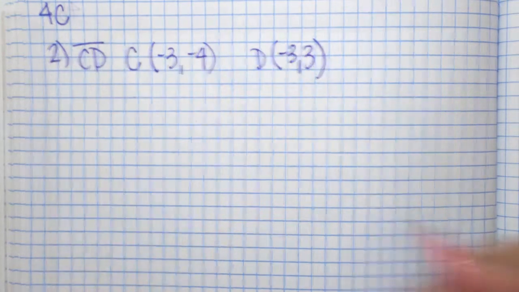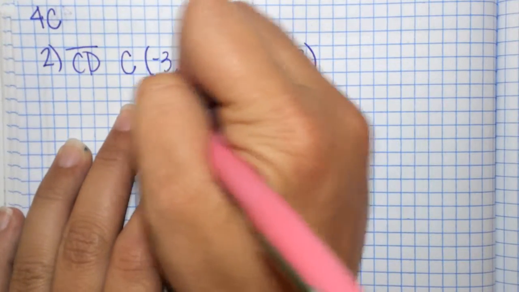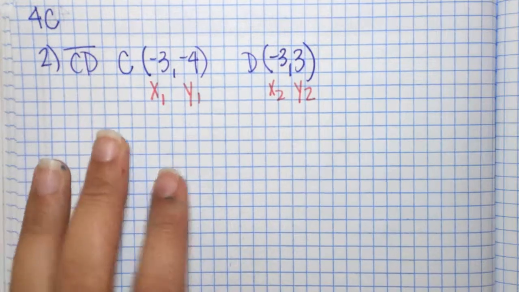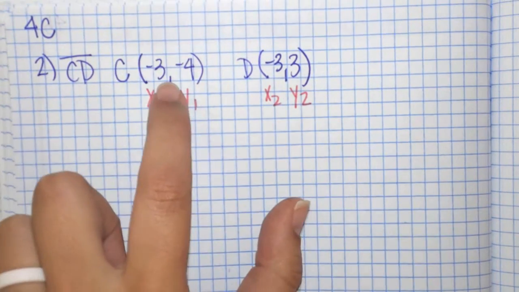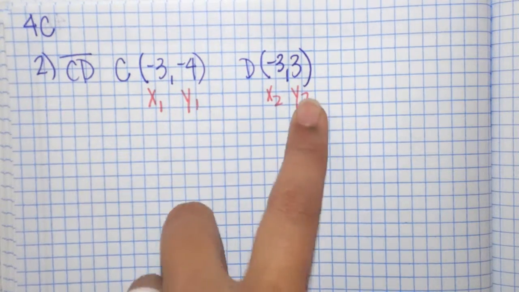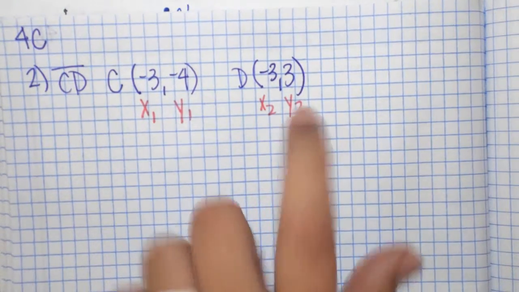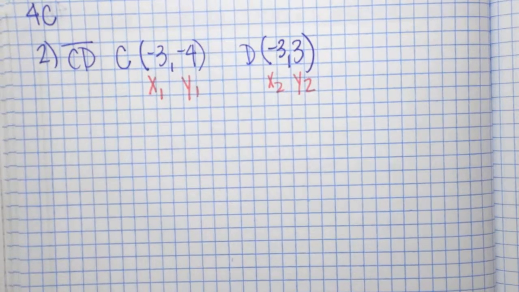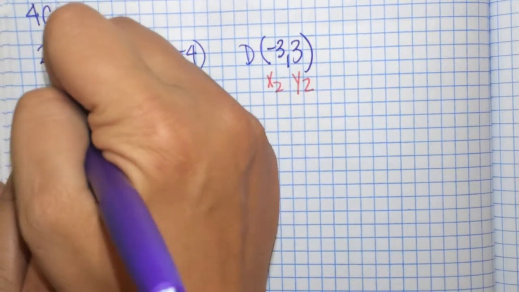Now, we're finding the distance. So label this x1, y1, x2, y2. The reason we do that is because this is a coordinate. This is our first coordinate, so it's x1, y1. This is our second coordinate, so it's x2, y2. Is everybody with me? Okay, now we're going to write the distance formula.